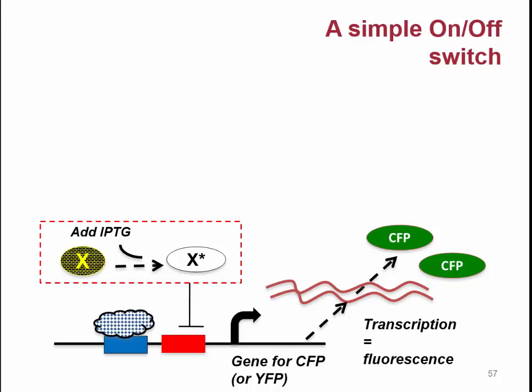Another difference you might see with the previous example is that the binding of IPTG is not reversible to our repressor. This means that over time, as every repressor molecule binds to the IPTG we've added, we'll see an increase in the fluorescent output until it reaches a maximal value.